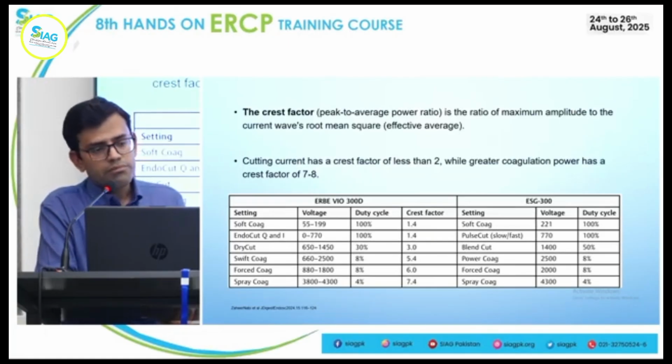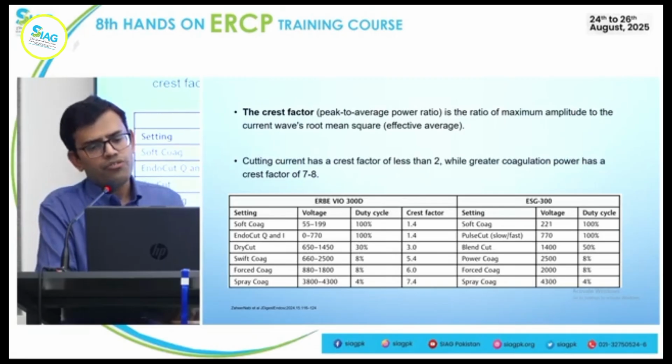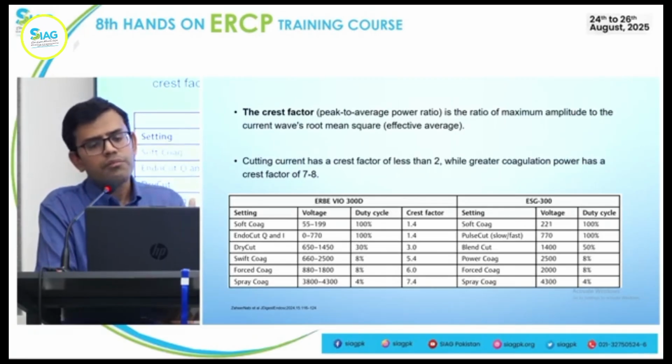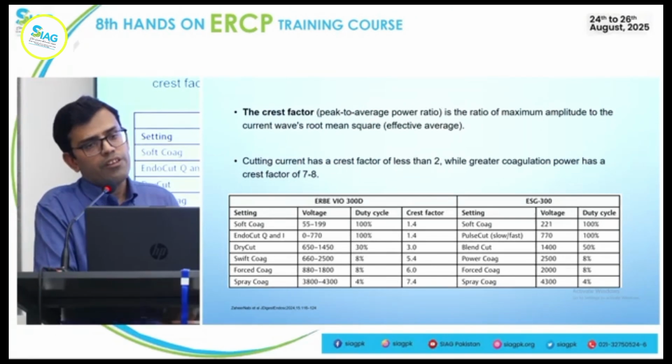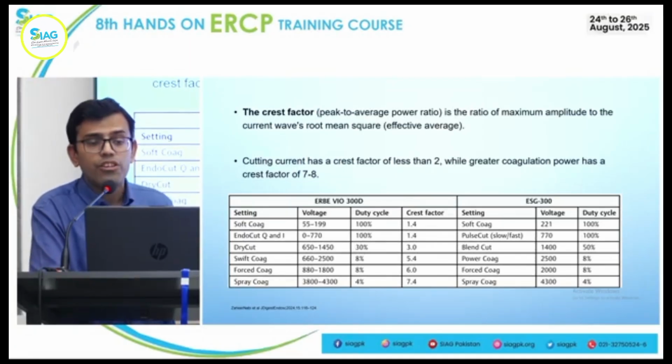The third important factor is the crest factor. It simply means the peak to average power ratio, the ratio of maximum to the average amplitude of the current. So the simple concept here is, cutting current has got a crest factor of 2, while coagulation currents usually have a crest factor in between 7 to 8.